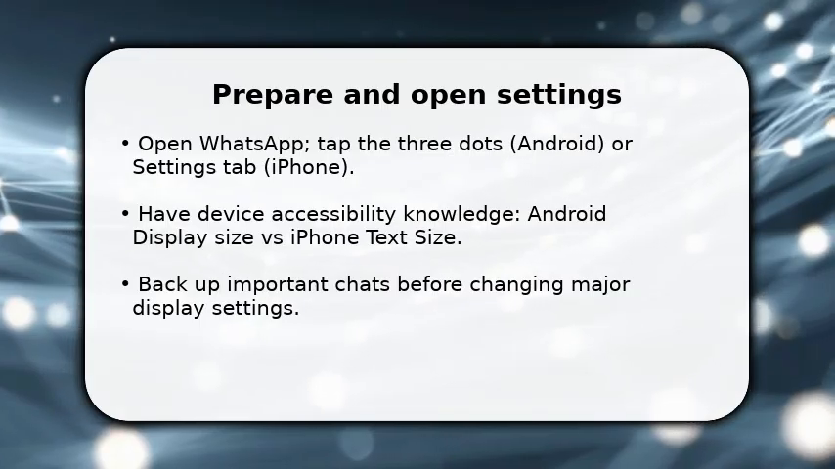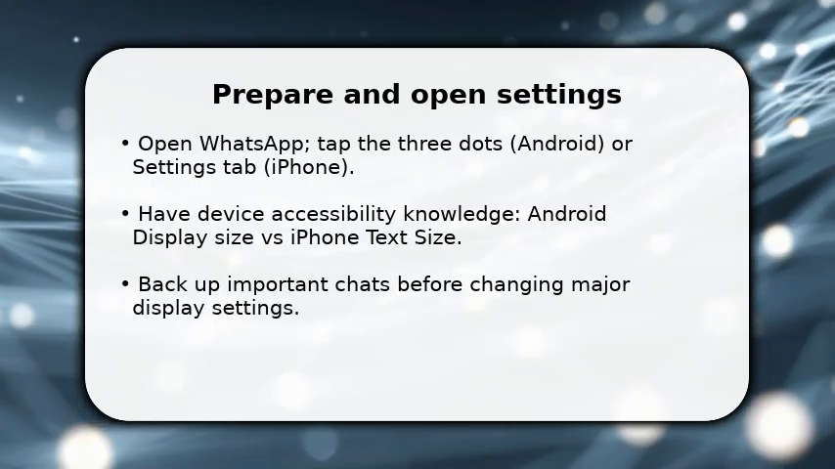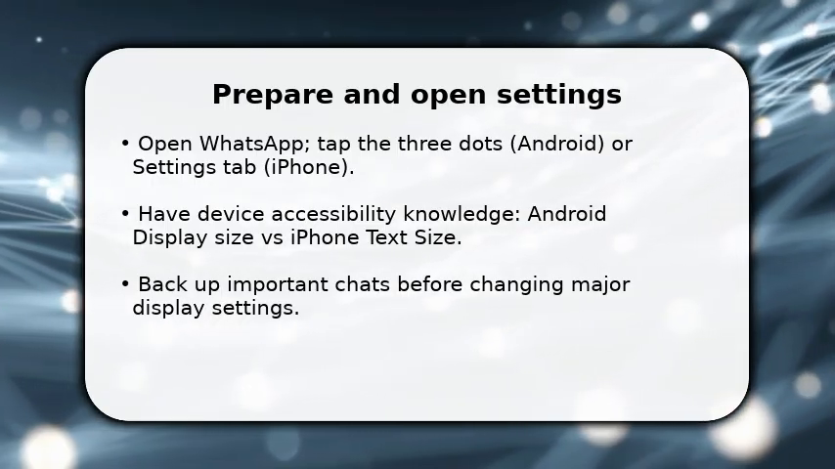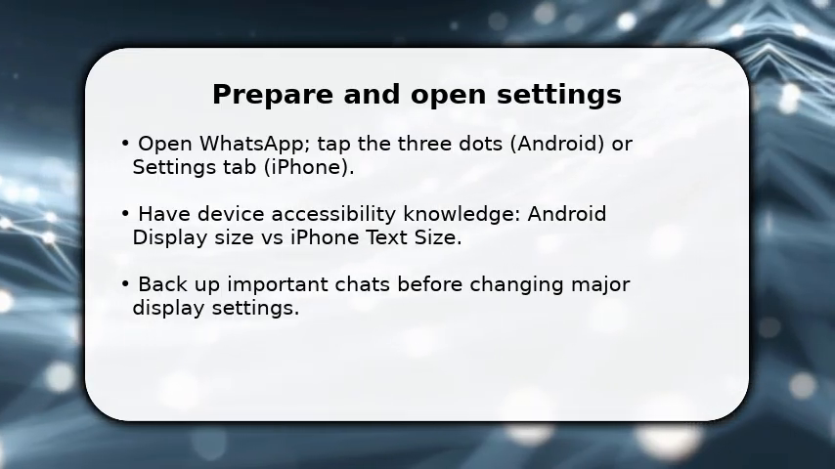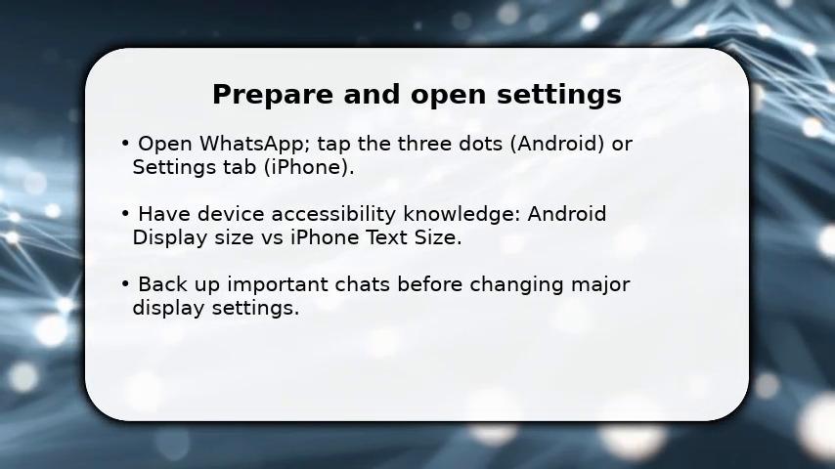You start by opening WhatsApp and going straight to Settings. On Android, tap the three dots, then Settings. On iPhone, open Settings inside the app. Once done, choose Chats to find display options on Android.